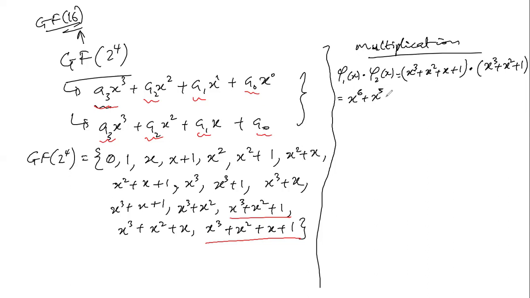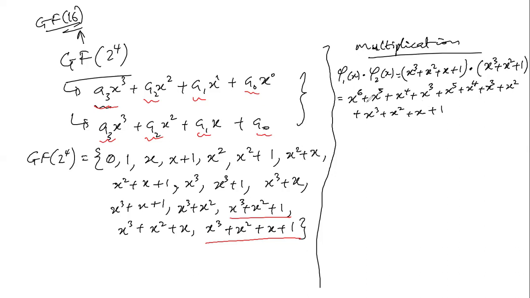Is that clear? Plus x to the power of 4 plus x cubed. We are done with that first one. Then x squared times the entire process will be x to the power of 5 plus x to the power of 4 plus x cubed plus x squared. Then 1 times the entire process will be x cubed plus x squared plus x plus 1.